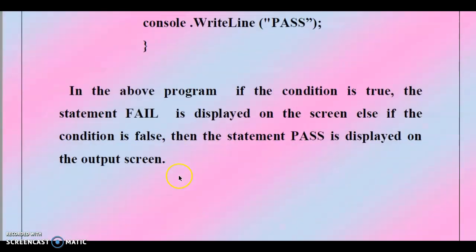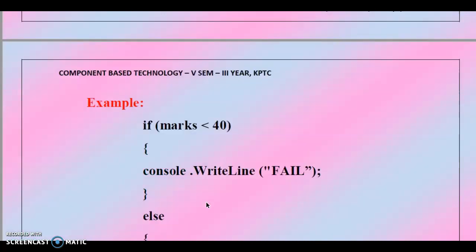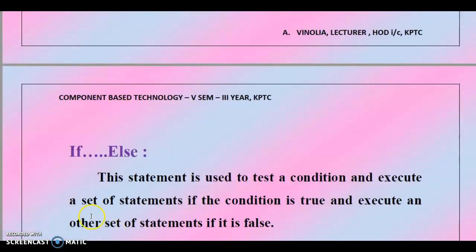false. So in the above program, if the condition is true, then the statement fail will be displayed on the screen, or else if the condition is false, then the statement pass will be displayed on the output screen. This kind of if-else statement you can use for any sort of examples. If attendance is yes, console.writeline present. Else he is absent. Like that, when we perform any two different decision makings, you can easily use the simple if-else statement.